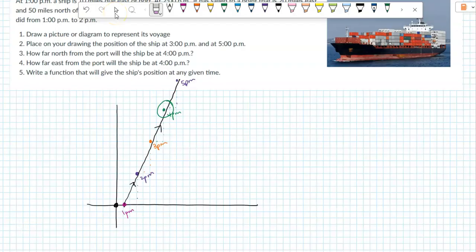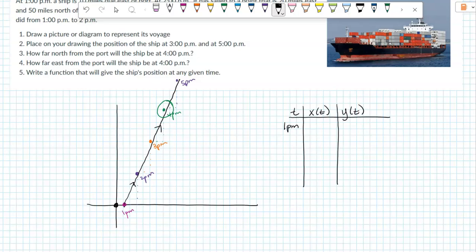All right, so if it was kind of a pain to count those squares or those grid lines, something that can be kind of helpful is to make a chart. So we have our time. And then we have x of t. And then we have y of t. So let's just start with this. We'll say 1 p.m.